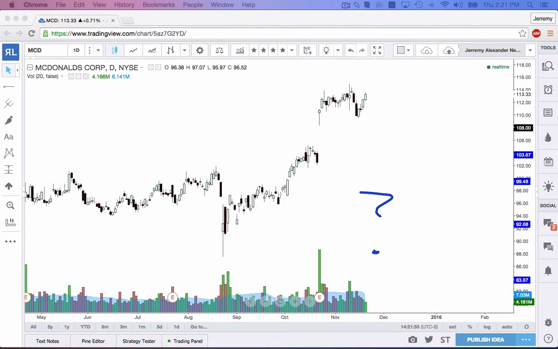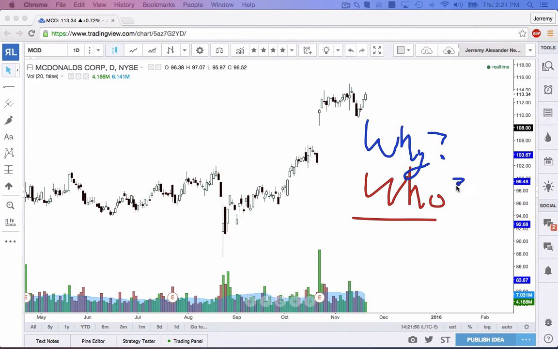But I will say, from this level at this point, that's the simplistic version of trading. And that's really how I trade. I go into any stock, any chart that I'm looking at, and I ask some questions. And they usually start with why and who. Why is this stock gapping up? And who is losing money?